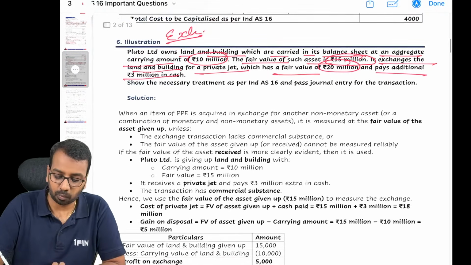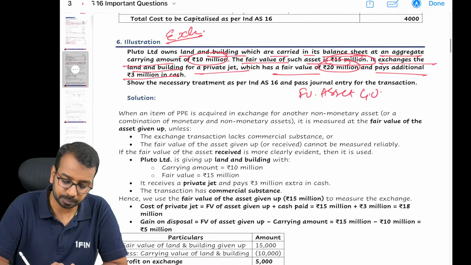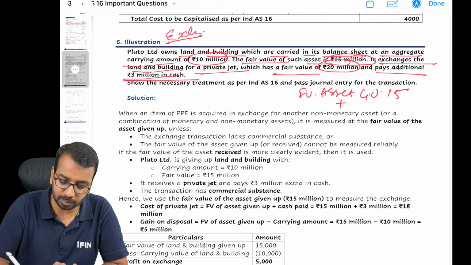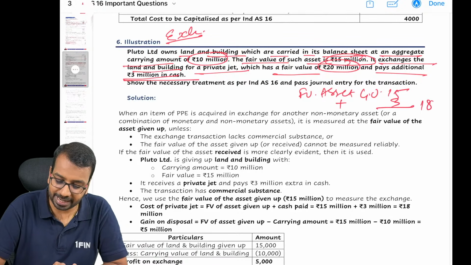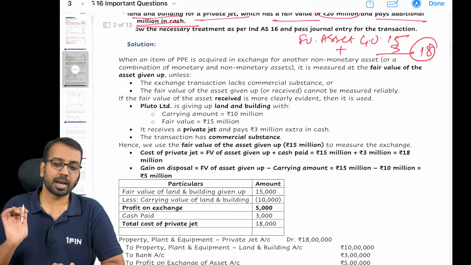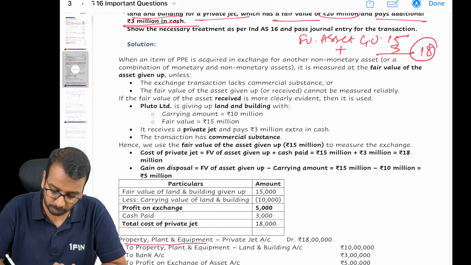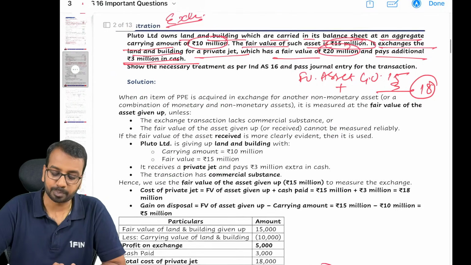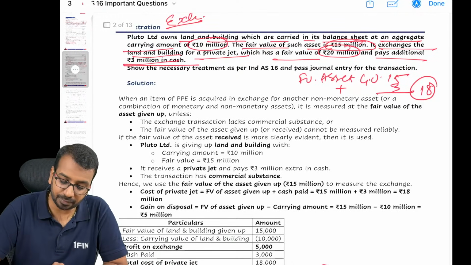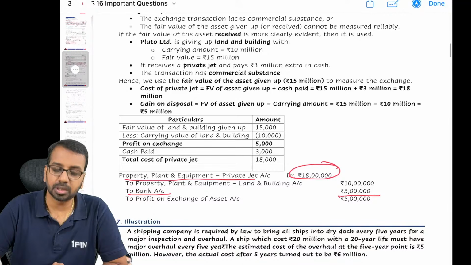So what is given up? Fair value of the asset given up is 15 million, plus you have given up cash of 3 million. So 18 million will be the total value of the new property, plant and equipment that you have acquired in exchange. So debit new property, plant and equipment 18 million. What did we give? We gave cash of 3 million, so you will credit cash or bank account 3 million.